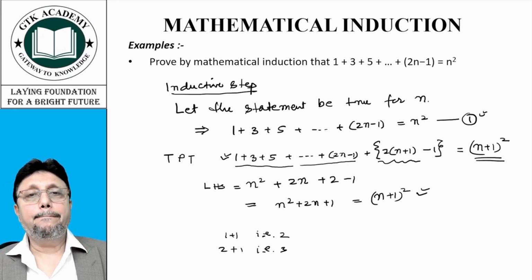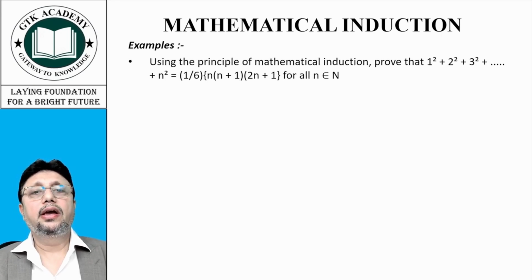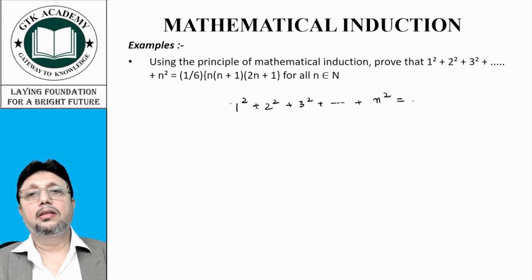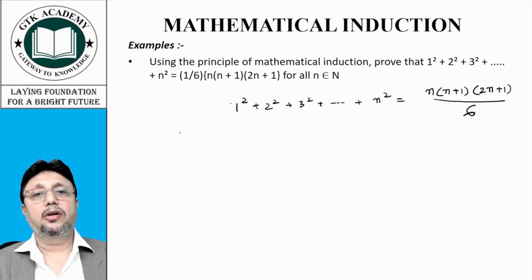Now, we take one more example. Here it is being asked to prove that 1 square plus 2 square plus 3 square plus and so on plus n square is equal to n into n plus 1 into 2n plus 1 divided by 6. Now n square is the general term.